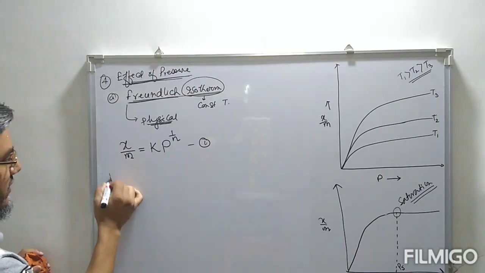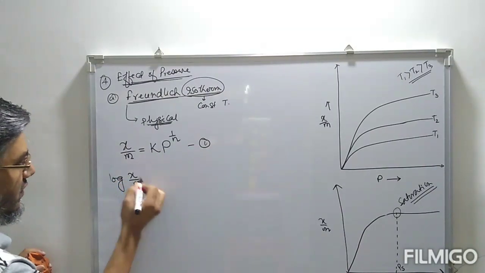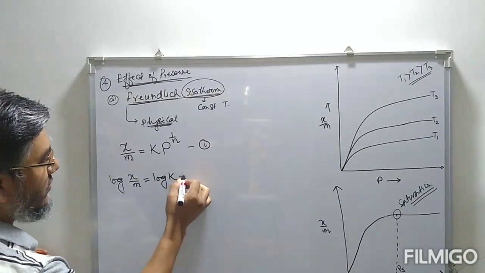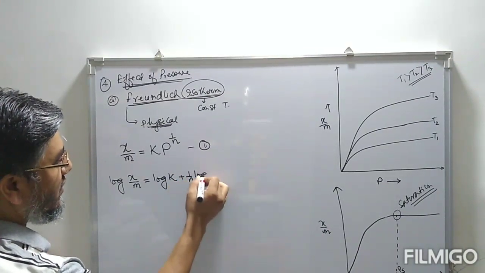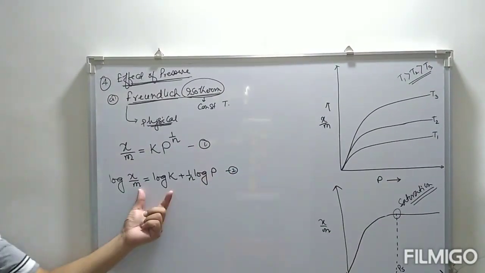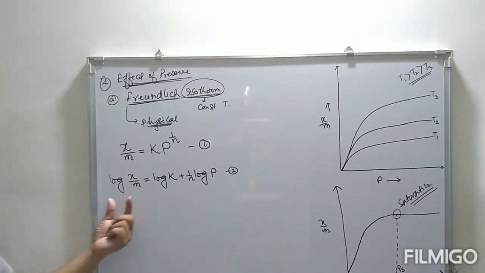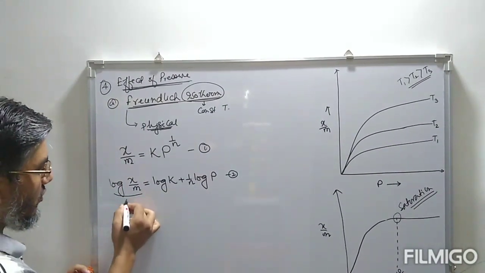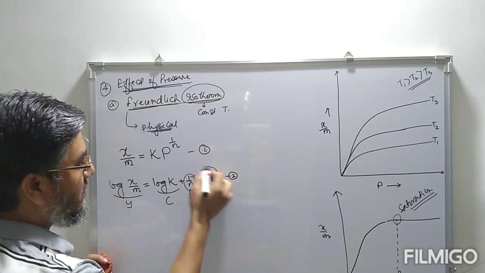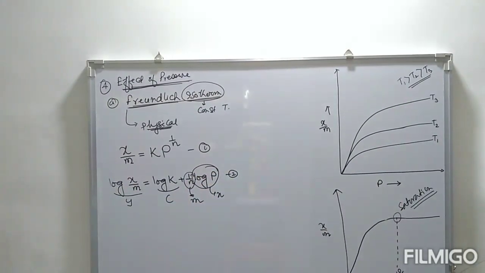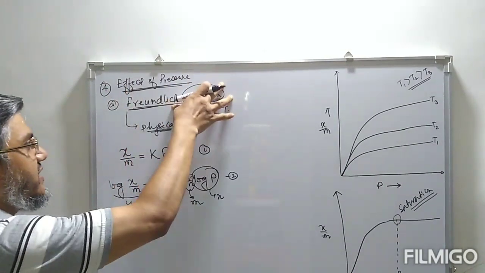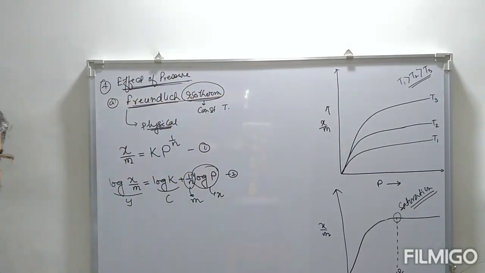Taking the logarithm of this graph, we have log x by m is equal to log k plus 1 by n log of pressure. So if you look at this logarithmic form of the Freundlich isotherm, we have the equation of a straight line. Let this be y. This is the constant c. This 1 by n is the slope and log p is x. So we have the equation of a straight line, y equals mx plus c. The validity of this isotherm will be checked by use of this equation.